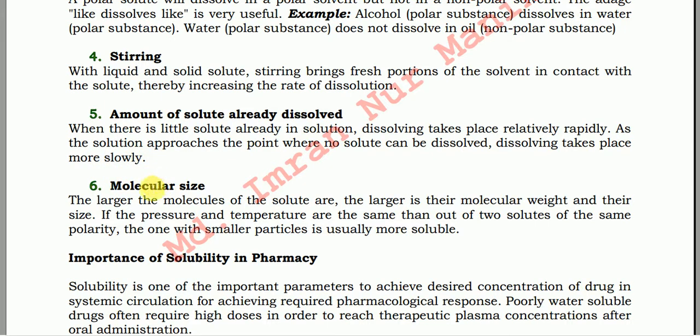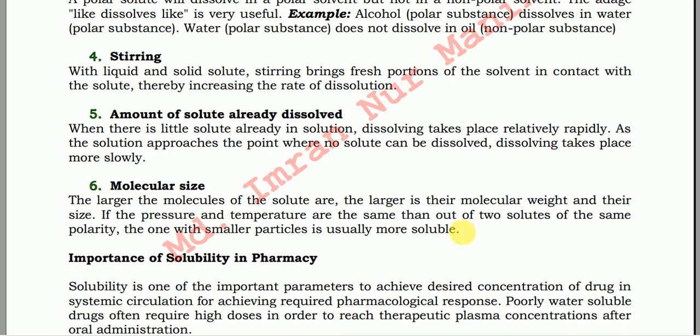Number 6, molecular size. The larger the molecular size of the solute, the larger is its molecular weight. If the pressure and temperature are the same, then out of two solutes of the same polarity, the one with smaller particles is usually more soluble. This implies that whenever you have taken a large sized solute, for example, white sugar candy, it is large in size. On the other hand, if you have taken glucose D, the size of the glucose D is very small, just like a fine powder. So the molecular size of glucose D is very small.